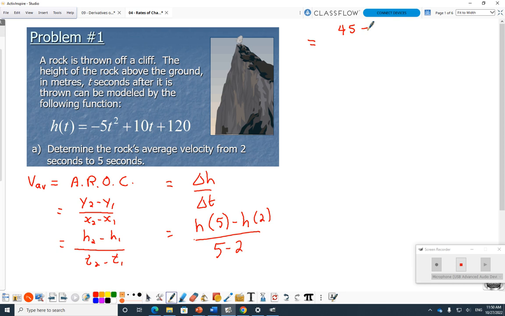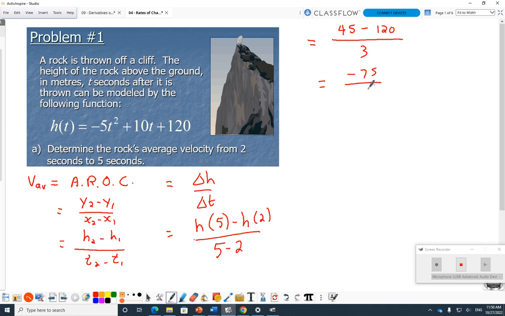Then I'm doing it again at 2 seconds. On my calculator, I can just scroll back, change those 5s over to 2s, and now I get 120, the height at the 2 second mark. So over the 2 to 5 second time period, it went from 120 down to 45, all right? The bottom's just 3. And when I do 45 minus 120, I get negative 75.